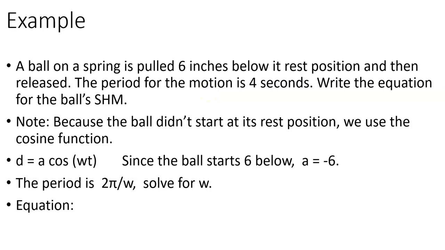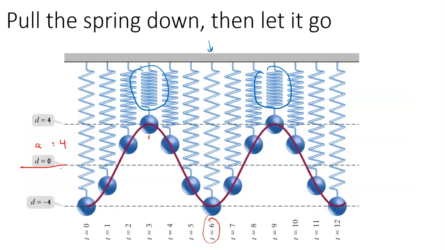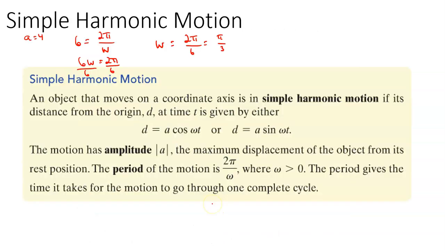All right, so the ball's on a spring pulled 6 inches below its rest position, then is released. The period for the motion is 4 seconds. Write the equation for the ball's simple harmonic motion. So how do we know whether it's sine or cosine? Well, if you look here, this thing would be a cosine graph. Why? Because it didn't start at rest. If it had started here and went like up, down, back up again, that should look like sine. But if it's pulled down and then goes up and down again, then it should look like cosine.